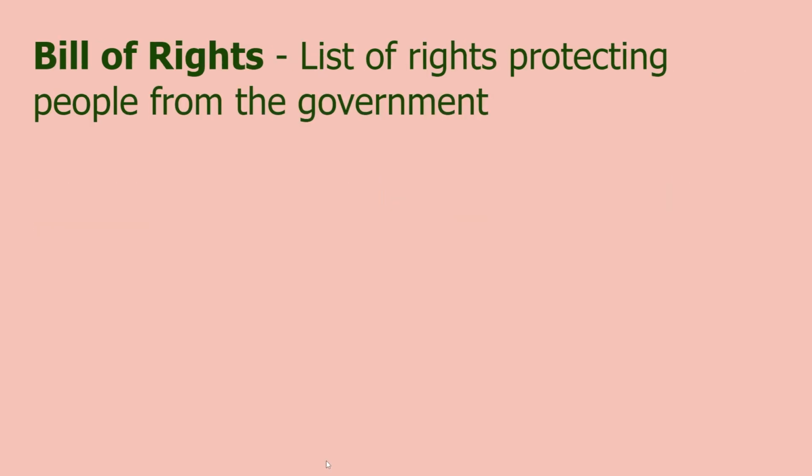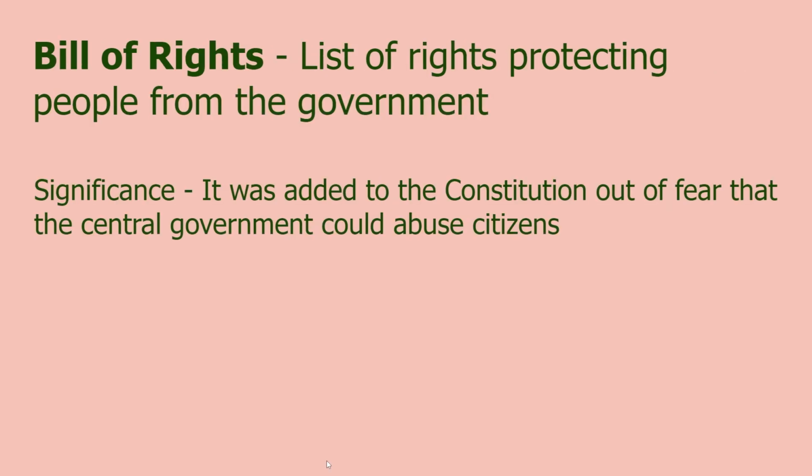Bill of Rights, a list of rights protecting people from the government. It was added to the Constitution out of fear that the central government could abuse citizens. So the Anti-Federalists, when they decided, okay, fine, we'll implement the Constitution, we'll vote for it, wanted to have a list of rights to make sure the government couldn't oppress the people, and that's what the Bill of Rights is. And that's a wrap.